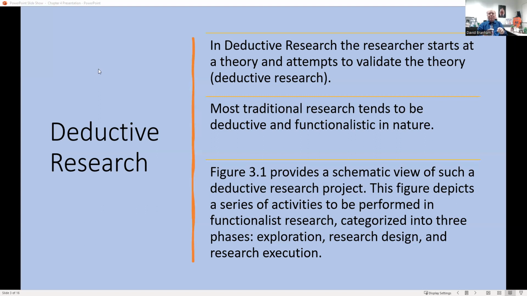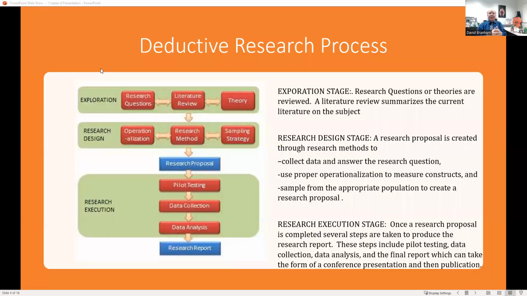And the chapter provides a schematic view of the deductive research project. This figure depicts a series of activities to be performed in the functionalist research, categorized into three phases. Those three phases are exploration, research design, and then research execution. You can see these three phases here in the green, where exploration is where we start with research questions and theory, and then from there we develop a literature review. Then we go on to the research design, where we have operationalization.